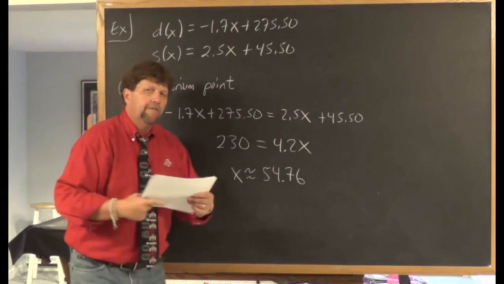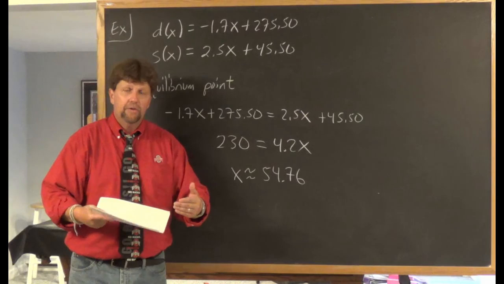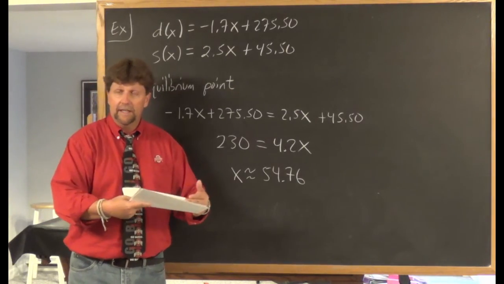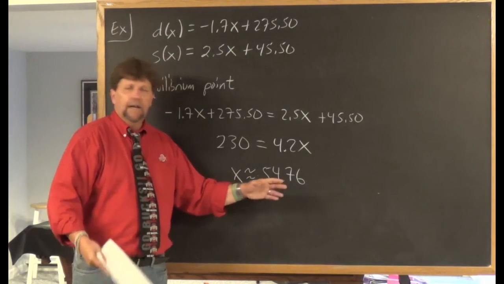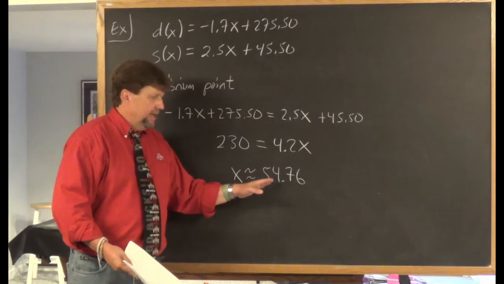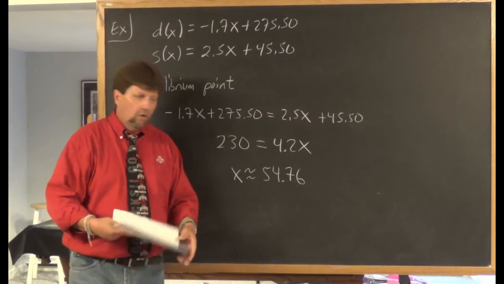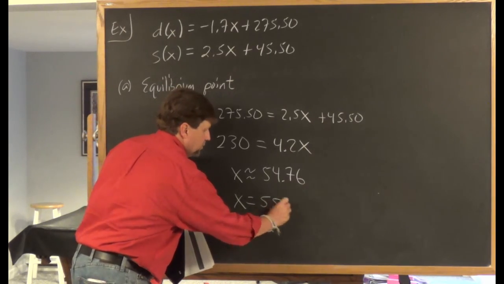Now folks, we're dealing with tires here. We can't have an x value with a decimal part. Remember, x is the quantity, either the quantity demanded or quantity supplied. No one's going to buy 3/4 of a tire. So we're going to take this and round it to the nearest whole number, which will be 55.